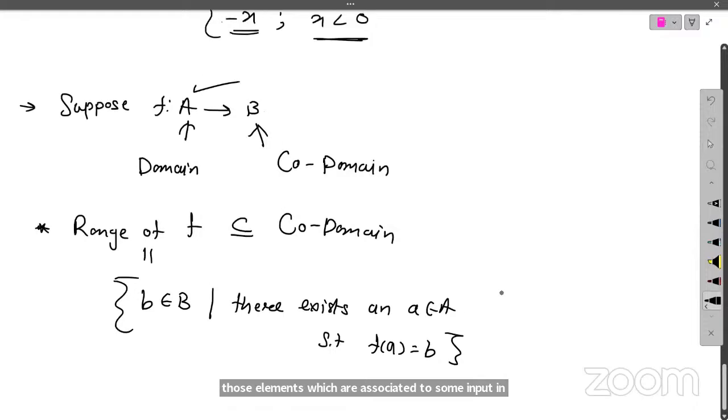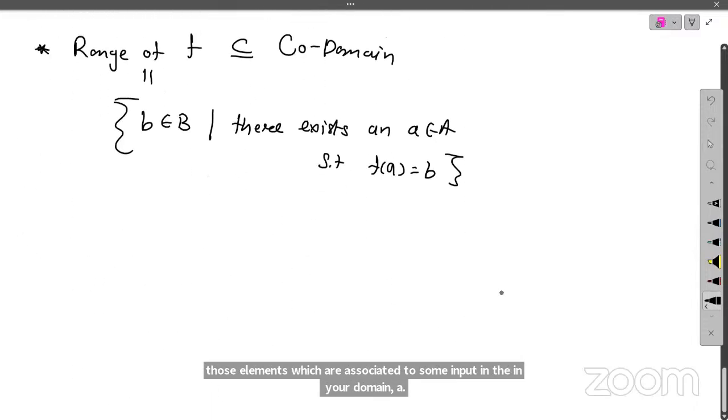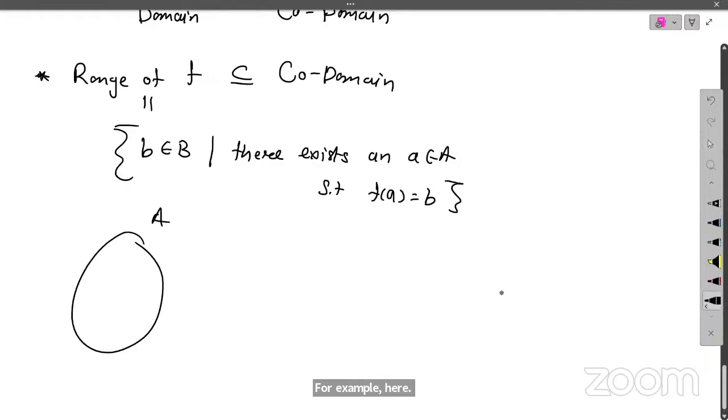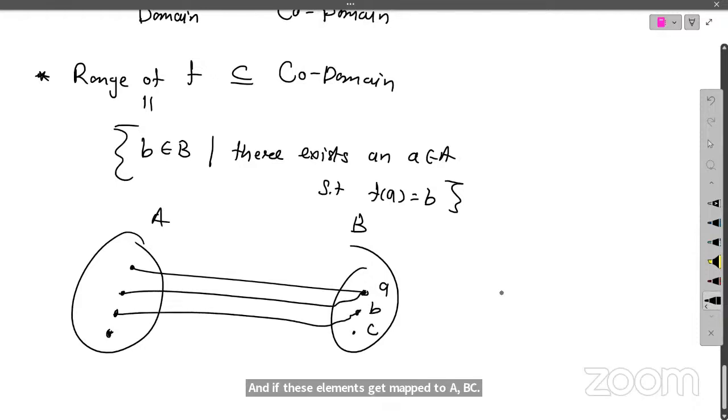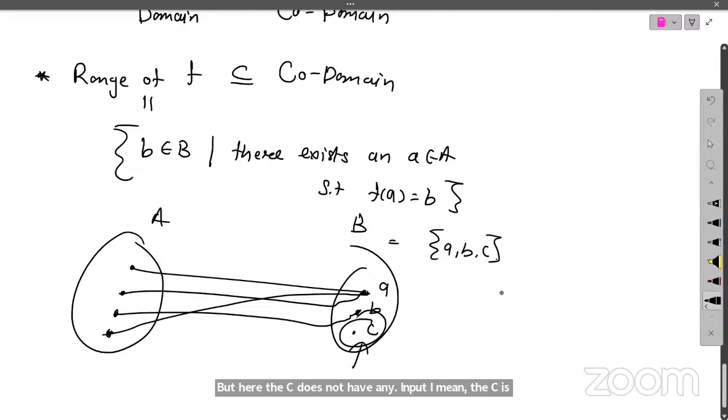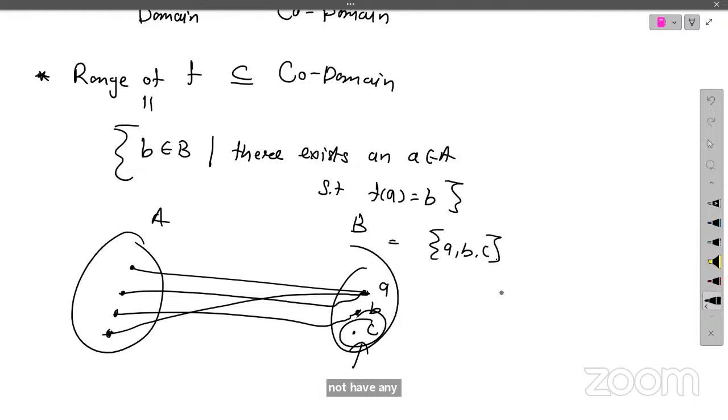For example, let's say A and B are sets, and I have here 4 elements. If these elements get mapped to a, b, c, and suppose this is my function, this is going to 1, this is going to a, and this is going to a also. Now what happened here? The codomain is this set a, b, and c. But here this c does not have any input. I mean, c does not have any pre-image. Pre-image means it is not associated to any input in our domain. So that's why this c won't be an element of our range.